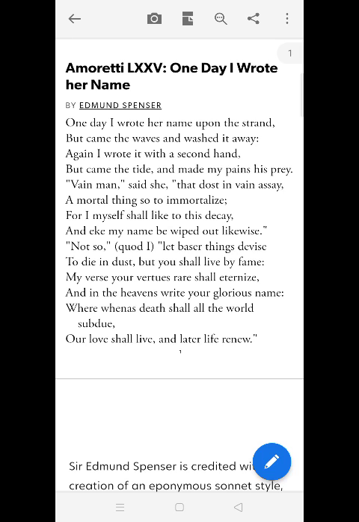"Where as death shall all the world subdue, our love shall live and later life renew." So, when he says, when everything on the earth will surrender in front of the cruel time and death, their love will rise from that level and live an eternal life. So, every time this sonnet is read and recited, their love will be renewed. Their love shall live forever, and it shall remain. It will remain after their death. Life after their death, it will be renewed.